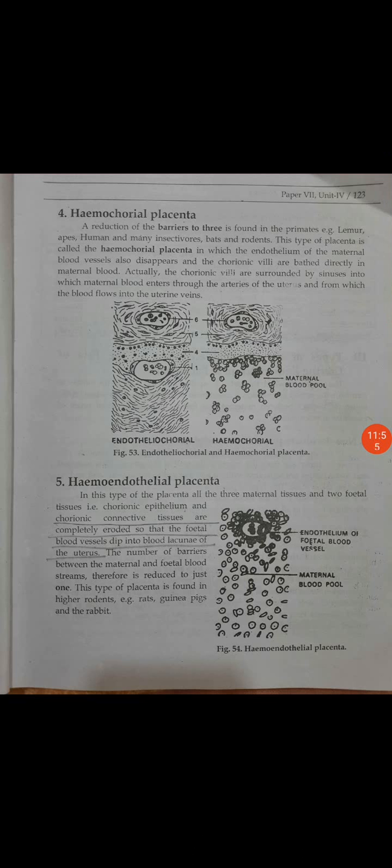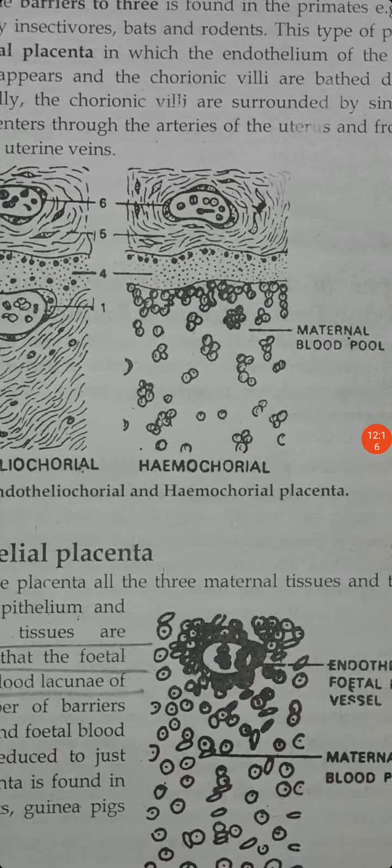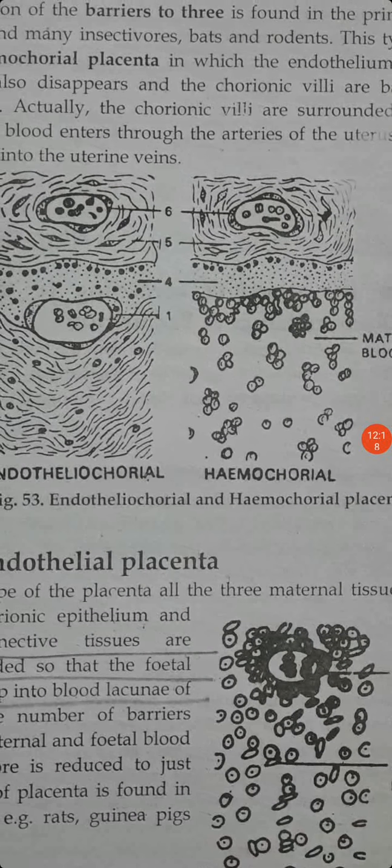This type of placenta is called hemochorial placenta, in which the endothelium of the maternal blood vessels, listen very carefully, also disappears, and the chorionic villi are bathed directly in the maternal blood. So there is a direct contact with the maternal blood, hemochorial placenta. See the diagram. So this is called hemochorial placenta.